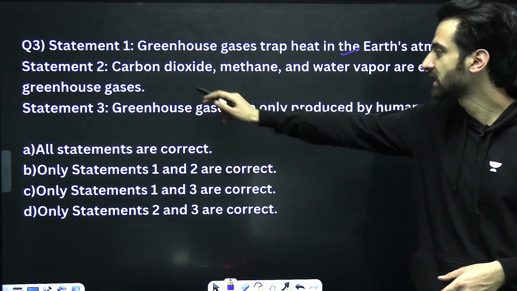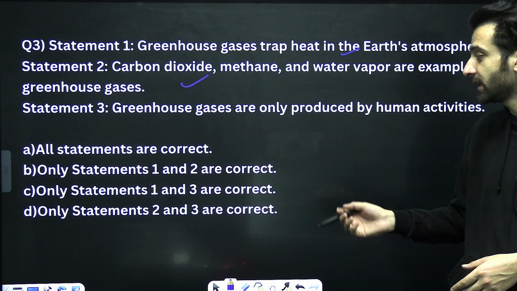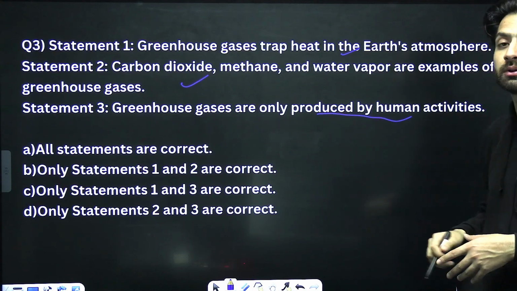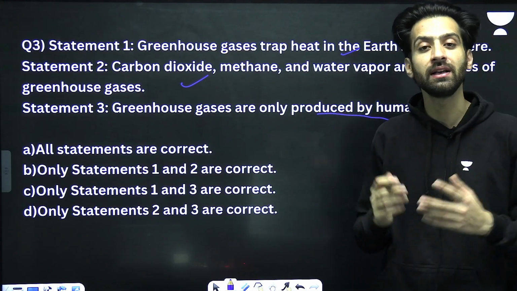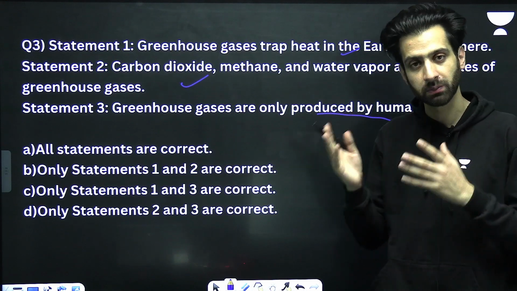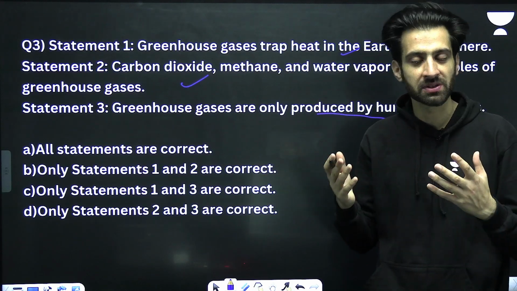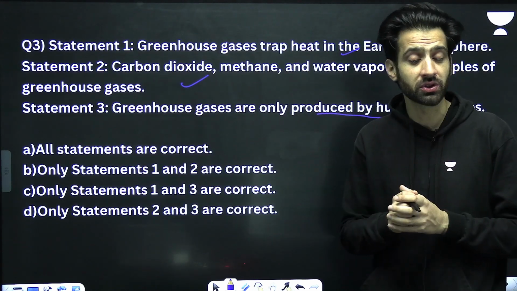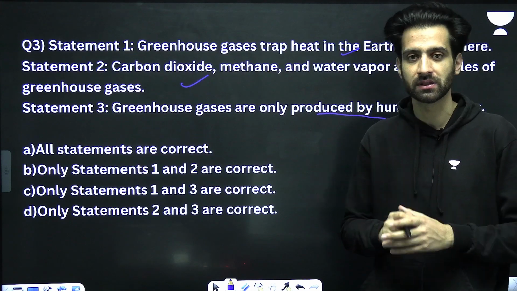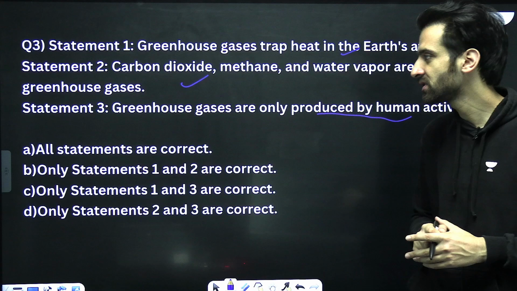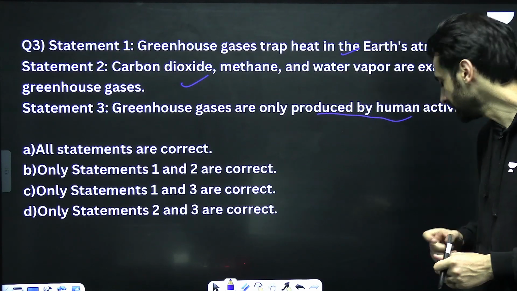Obviously they do. These are the examples, of course they are. But again, they are not only produced by human activities. There are many other phenomena as well that are responsible for production of this, like the animals and other processes as well, like volcanic eruptions. There are many other activities that are responsible for this. So the third statement is not correct, and the first and second statements are correct.